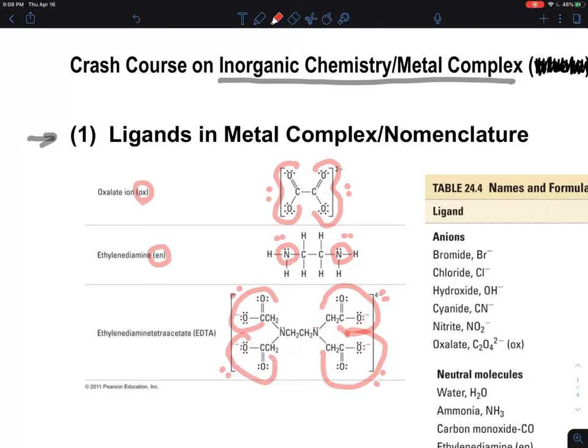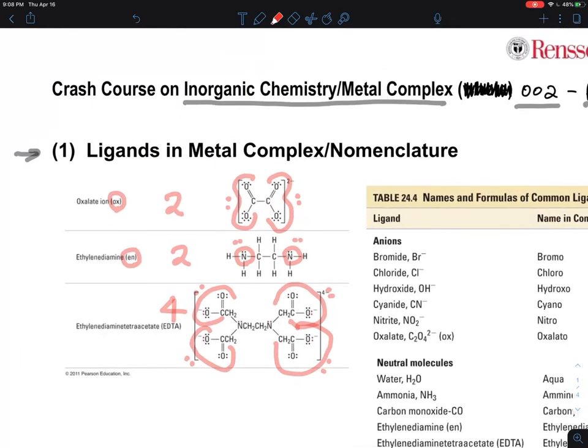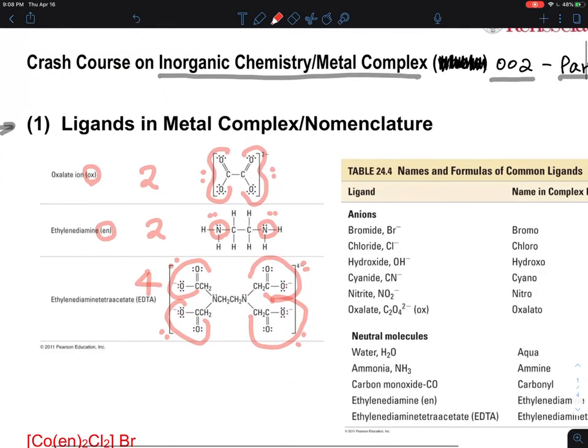So the number of lone pairs is 2. This is a didentate, and this is a 4-dentate. Okay, so they are very effective in sharing the lone pair electrons to form the metal complexes.